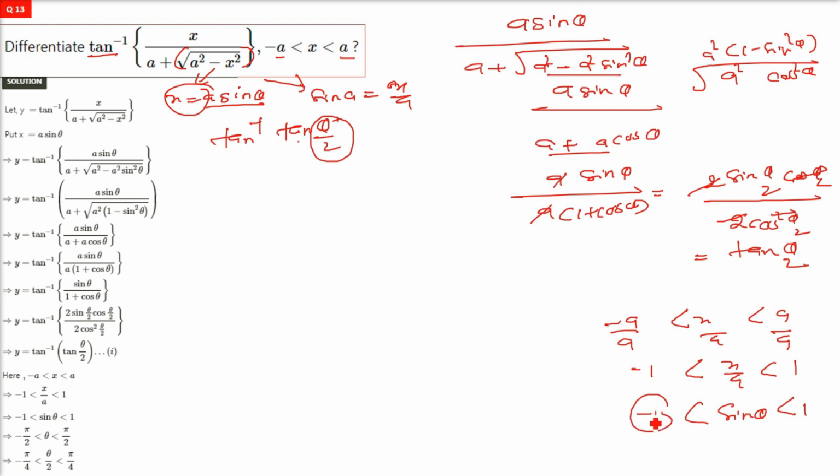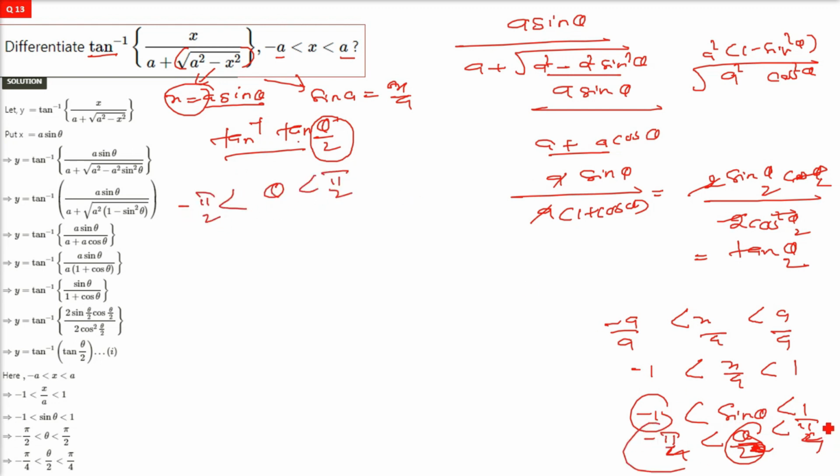So what is the value of sin inverse 1? Sin inverse 1 is pi by 2. Sin inverse minus 1 is minus pi by 2. So this is theta by 2, so now divide also by 2. So you get minus pi by 4 and pi by 4. With the same discussion, this minus pi by 4 and pi by 4 is lying between the range needed to cancel this tan and tan inverse, that is minus pi by 2 and pi by 2. So this is inside that. So this range is valid.